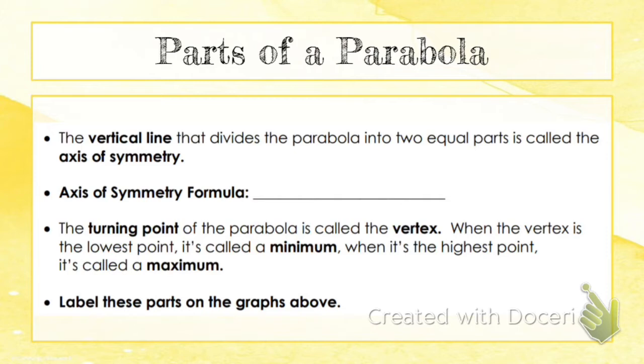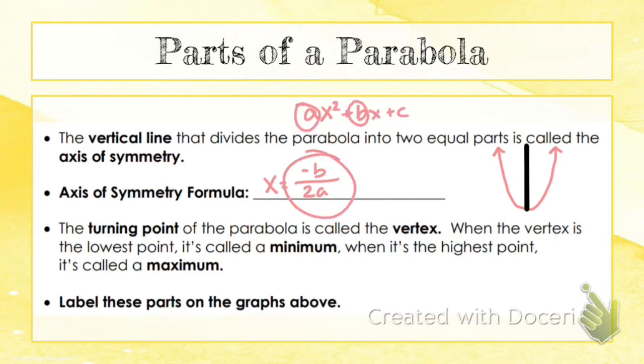Okay, now we want to learn some words. The vertical line that divides a parabola into two equal parts is called the axis of symmetry. So we have our parabola, and this line that we can make that divides it perfectly in half is called the axis of symmetry. The axis of symmetry formula is x equals negative b divided by 2a. And that is using the a and b from standard form. So we're using this and this to get this.